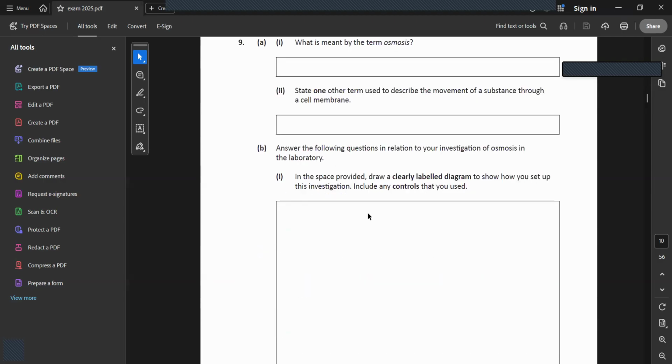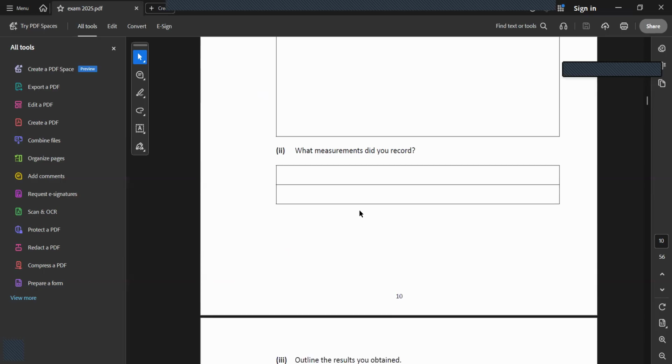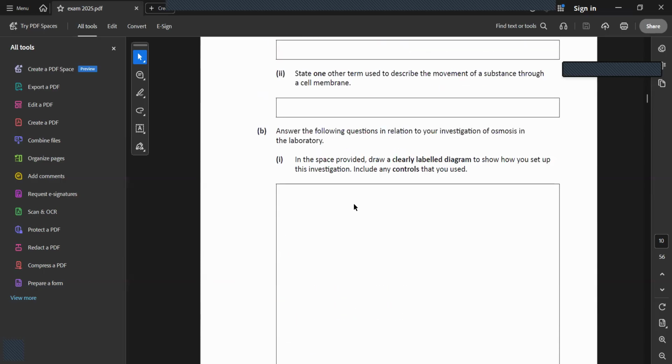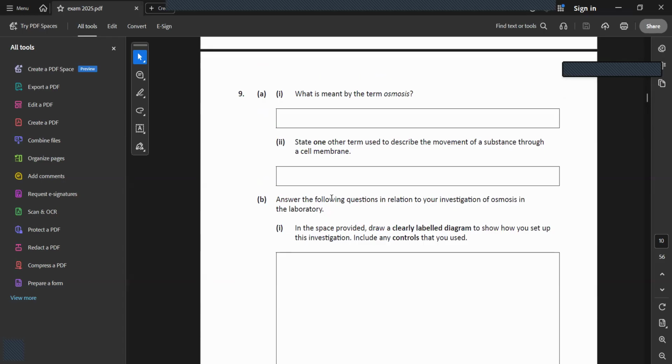Am I going to choose question number 9? No. Why? Because I'm weak in section B when it comes to question number 9, so I'm not going to choose it. Again, section B is chosen by how many questions you know in section B, not A.